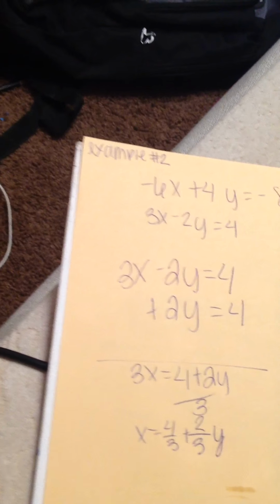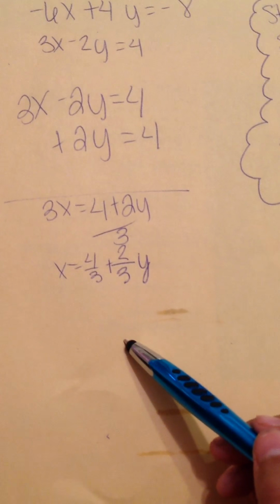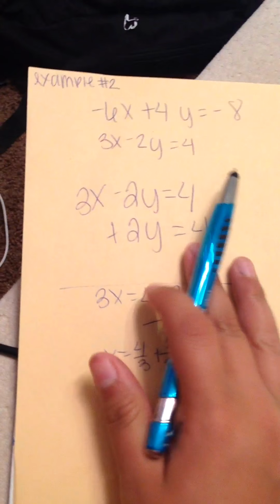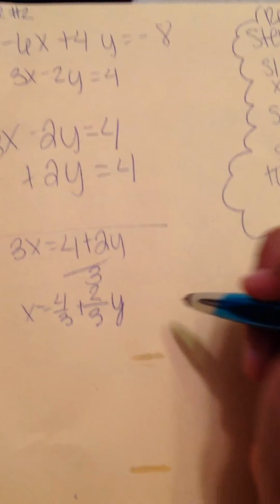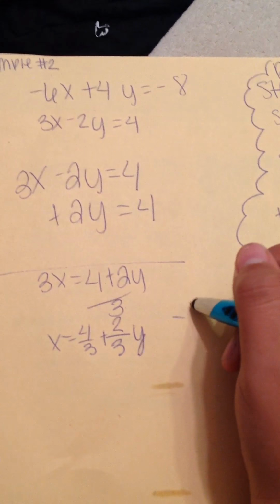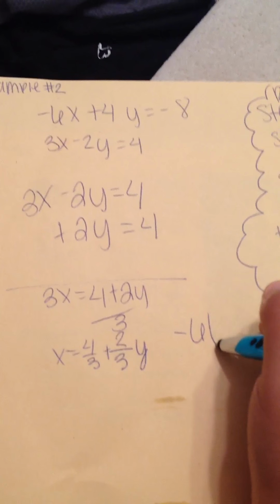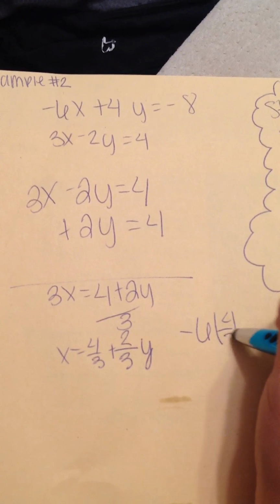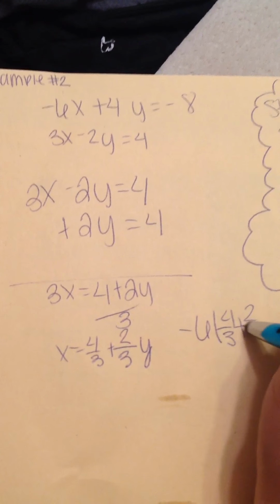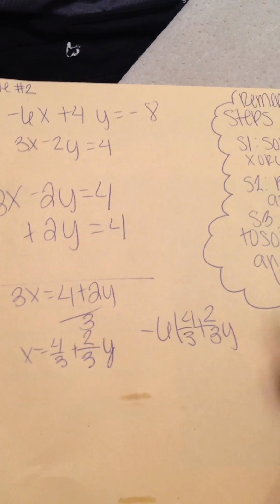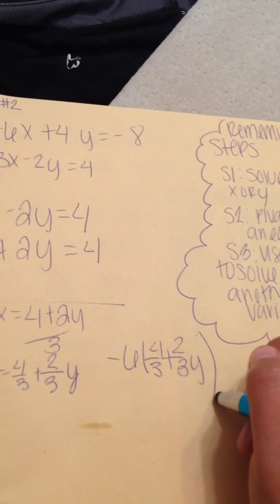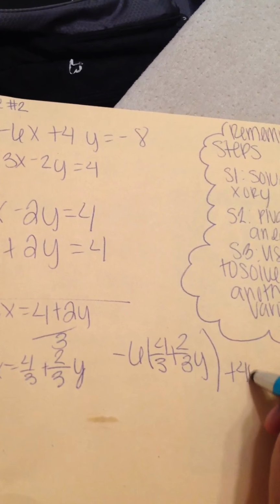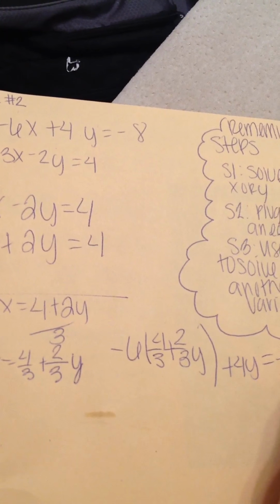Alright, so once you get this, you plug it into the next one. You can plug it into either one, but like I said, I'm going to jump to the other one because I don't like to stay in one equation for too long. So you have negative 6 times the quantity 4 over 3 plus 2 over 3 y, close it off, then plus 4y equals negative 8.